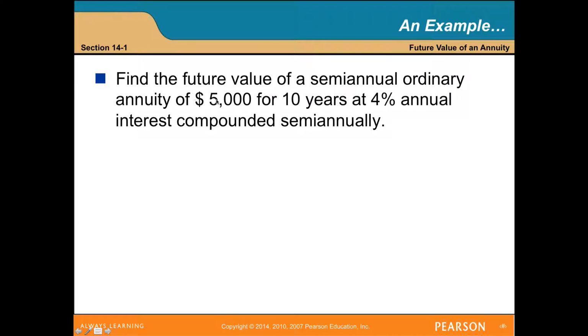Here's another example. Find the future value of a semi-annual ordinary annuity of 5,000 for 10 years at 4% annual interest rate, compounded semi-annually. And if you work that out, you get 121,485.